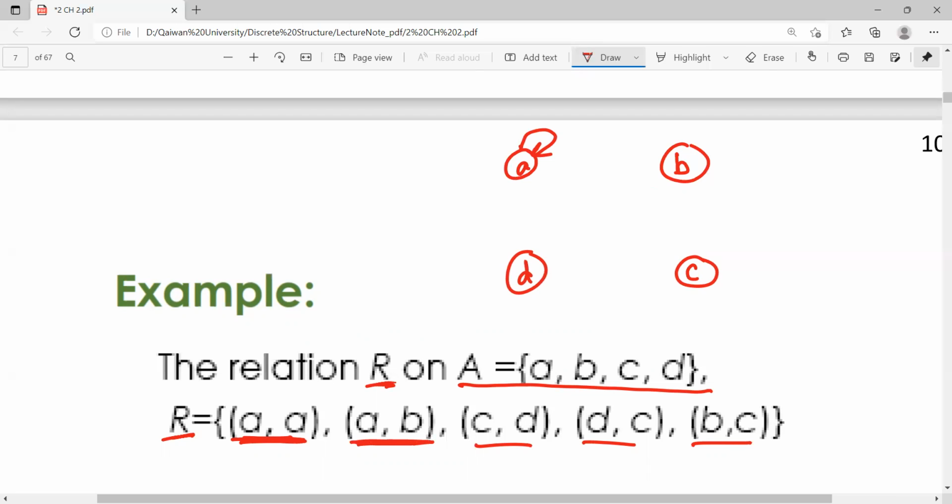A and B. That means we have an arrow from A to B. We always go from first to second. First is A and the second is B. So we have an arrow from A to B.